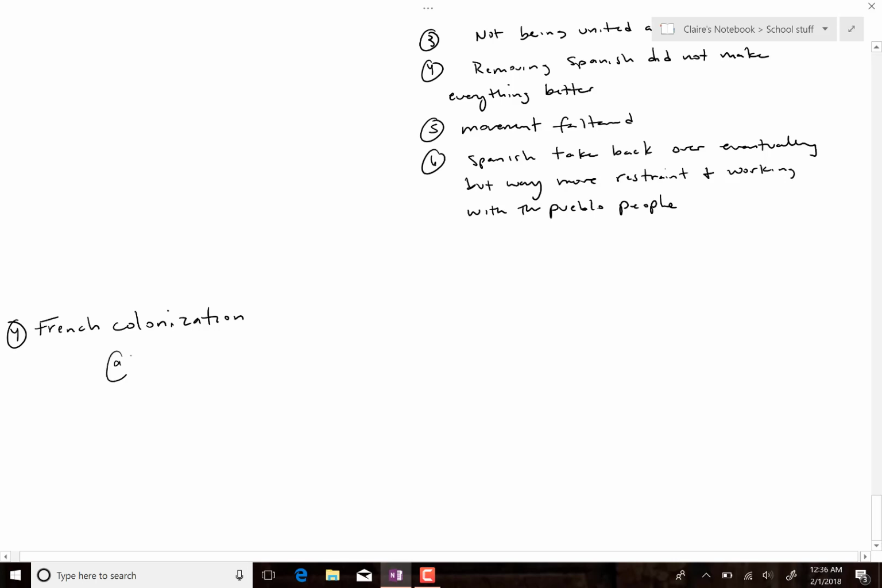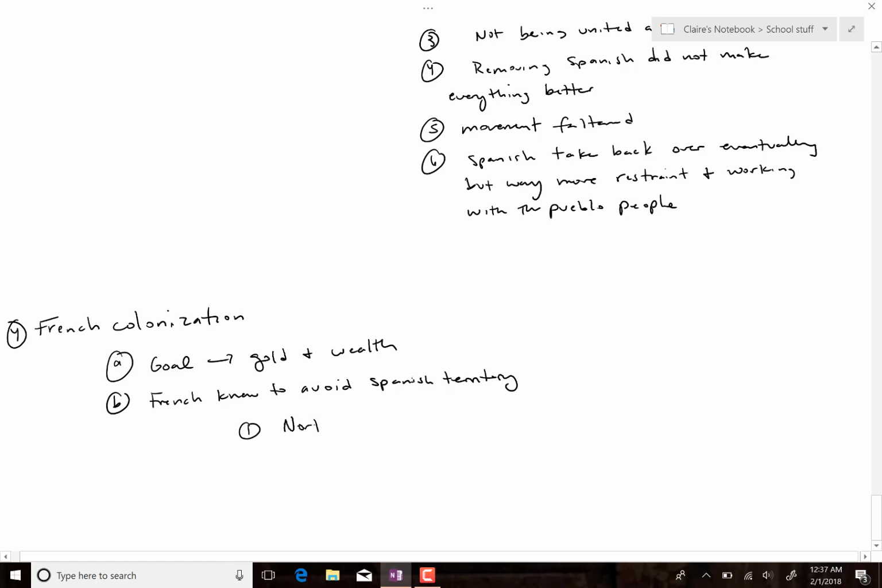The earliest French explorers, like everyone, had a goal of gold and wealth and creating a stronger empire. But ultimately, the French knew to avoid Spanish territory. They knew they couldn't compete, and they didn't want a fight with Spain. What they were hoping for was a Northwest Passage, right? A sea route connecting the Atlantic to the Pacific.